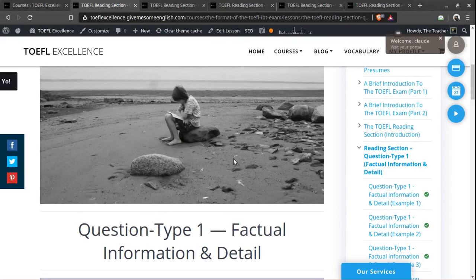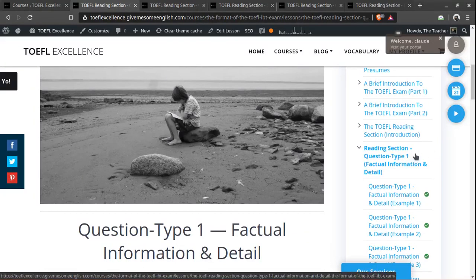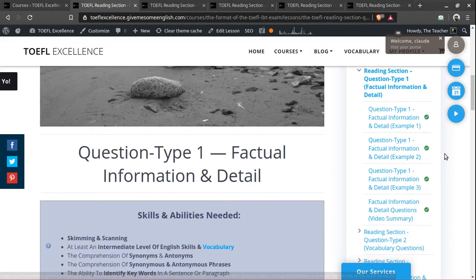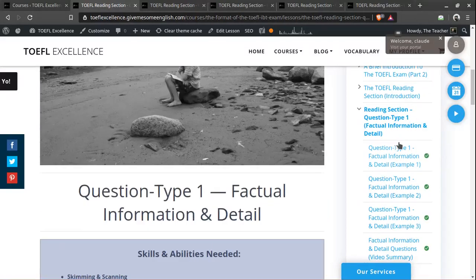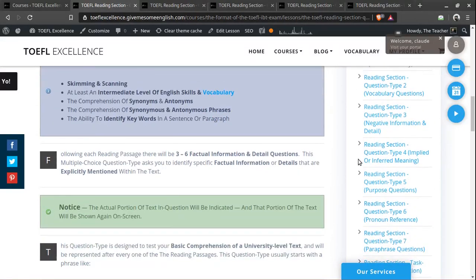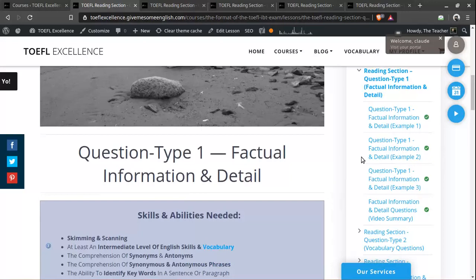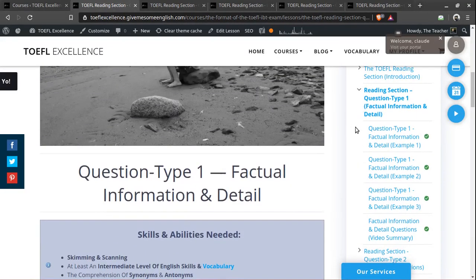So let's go over the factual information and detail questions in the reading section. Now, as I mentioned in another video, I have this as question type 1, but it's not necessarily the first question. As I mentioned before, I have here question type 1, question type 2. These are not in the order that they appear on the exam. This is mostly just in the order of most frequently, but it could be a little bit different. But the factual information and detail questions are the most common questions on the exam.